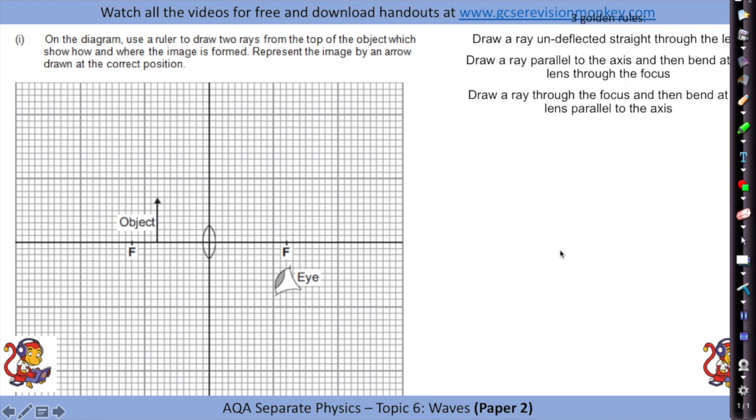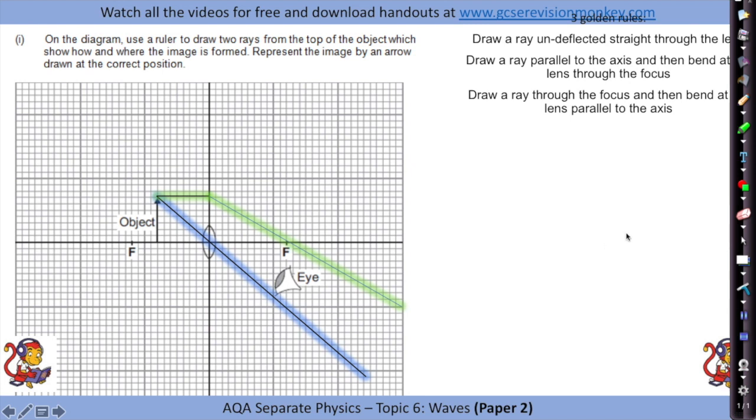Let's apply our 3 rules. So there's our 3 rules again. Draw a ray undeflected straight through the lens. Hey presto. Draw a ray parallel to the axis, and then when it hits the lens, go through the focal point on that side. Now, we can notice here that the rays are spreading out. So they're never going to form a real image on the right-hand side of the lens. So where will they form an image?